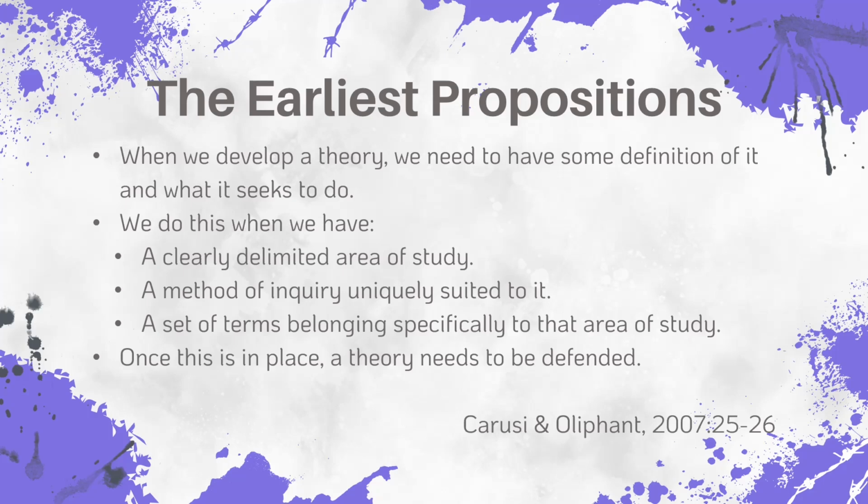So, to do this, what we need to have is a clearly delimited area of study, a method of inquiry uniquely suited to it, and a set of terms belonging specifically to that area of study. Now, basically what this means, a clearly delimited area of study, that is very, very simple. That is literally just referring to there is a specific thing that this theory is focused on, its area of study. It isn't looking at other things, right? A literary theory isn't really going to be looking at the geological age of rocks, because that is a geological thing. That is a different area of study.